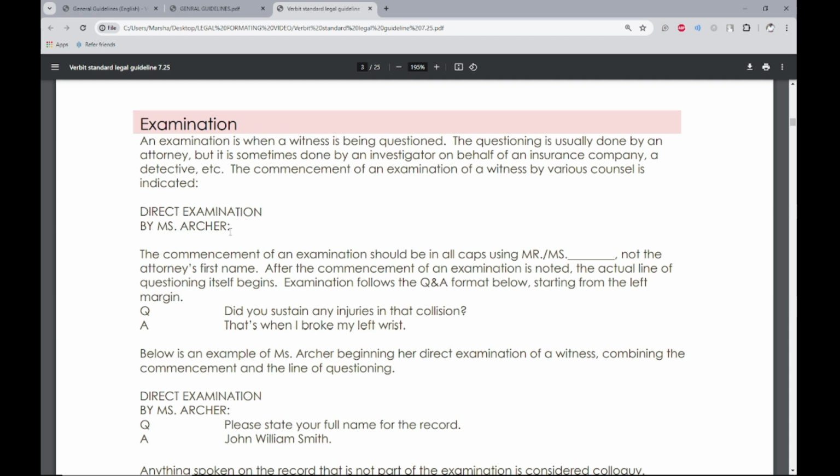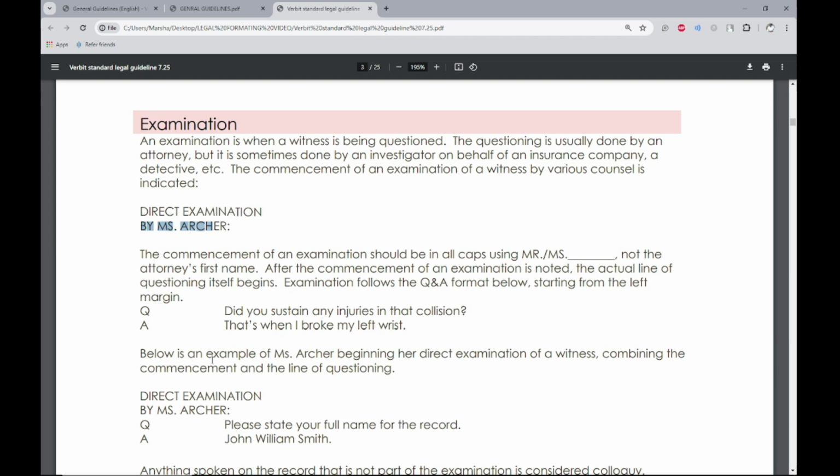All right, and then immediately after that, you are supposed to start your transcript, and it's usually Q and A. So Q is the questioning attorney, so you put Q. And A is the witness. So you are supposed to write Q and A just after the examination. That's why you are putting a byline here, so that they will know that the Q here is Mrs. Archer. The Q here represents Mrs. Archer. That's why you are supposed to put a byline.